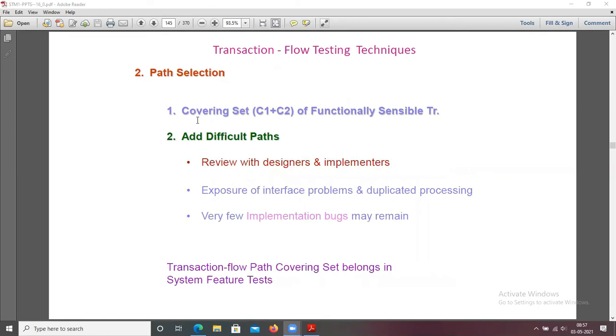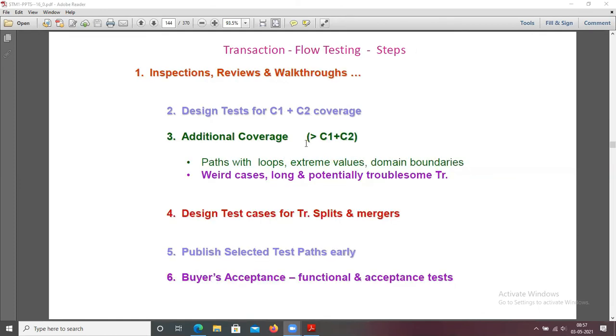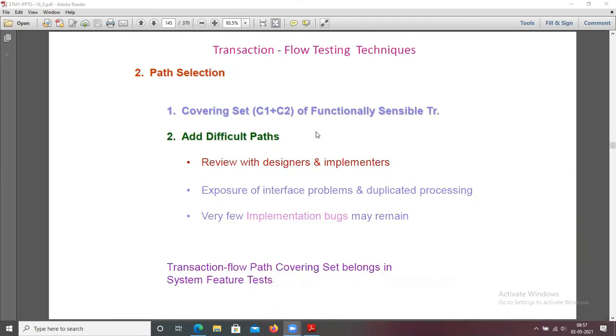So next one, path selection. This is the second step for transaction flow testing strategies. In transaction flow testing steps, the first step is inspections, reviews and walkthroughs. The second one is path selection. So what is path selection?